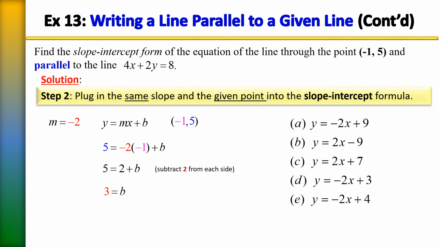When we put our line together, our slope, remember, is negative 2. So y equals negative 2x plus 3, which is choice D. And there you have it. We have created a line that is parallel to the line that we were given.